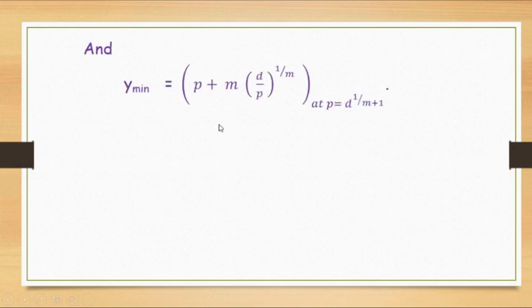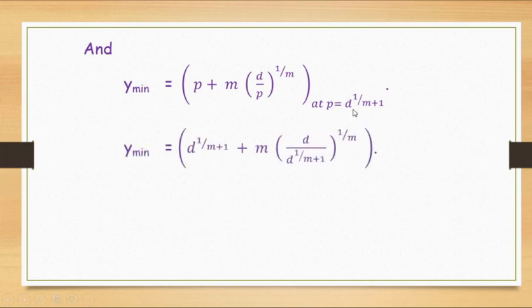And minimum value of y is equal to p plus m into (d by p) raised to 1 upon m at p is equal to d raised to 1 upon (m plus 1). We put here p is equal to d raised to 1 upon (m plus 1). We get y min is equal to d raised to 1 upon (m plus 1) plus m times of [d divided by d raised to 1 divided by (m plus 1)] whole bracket raised to 1 upon m.